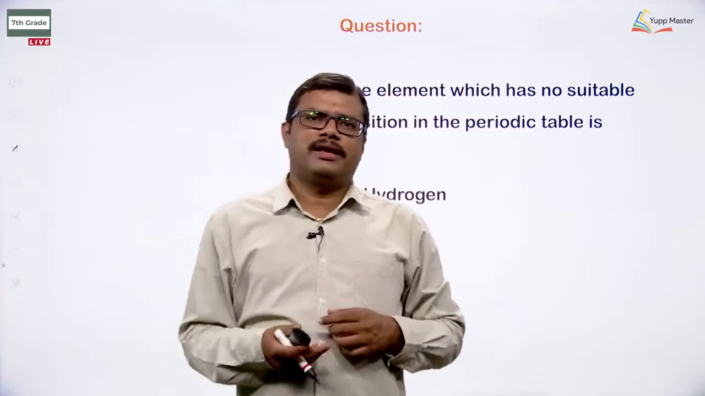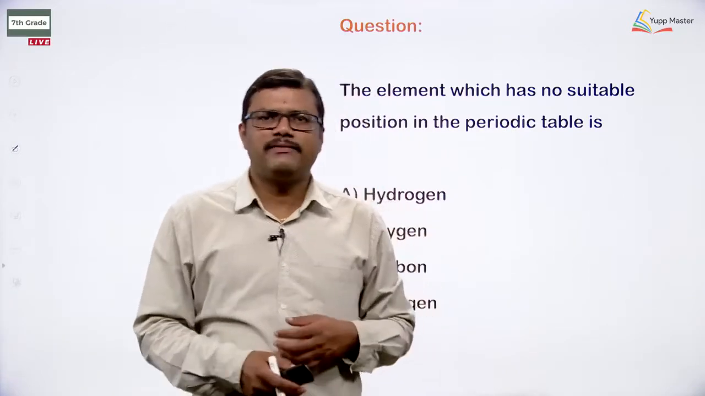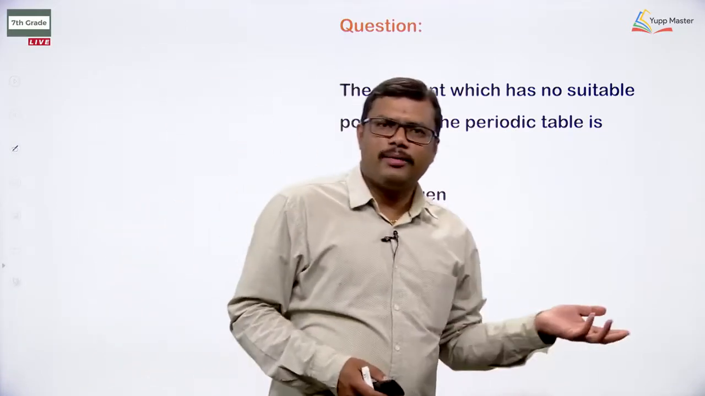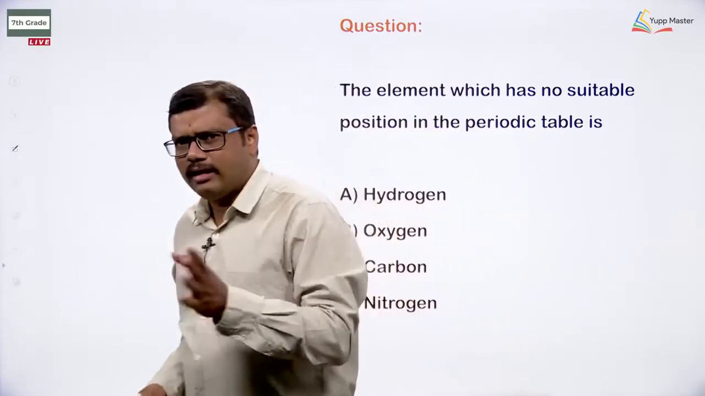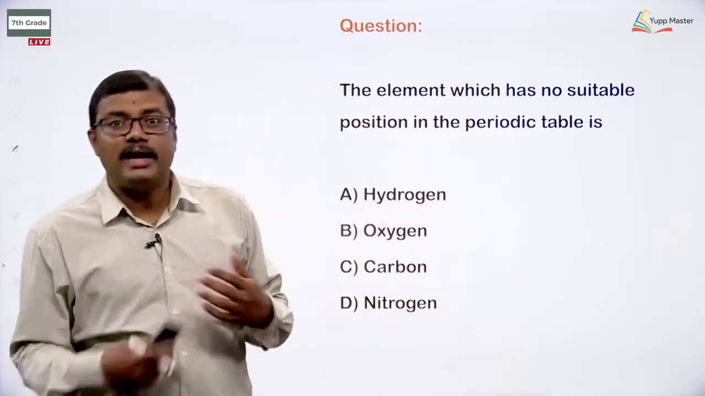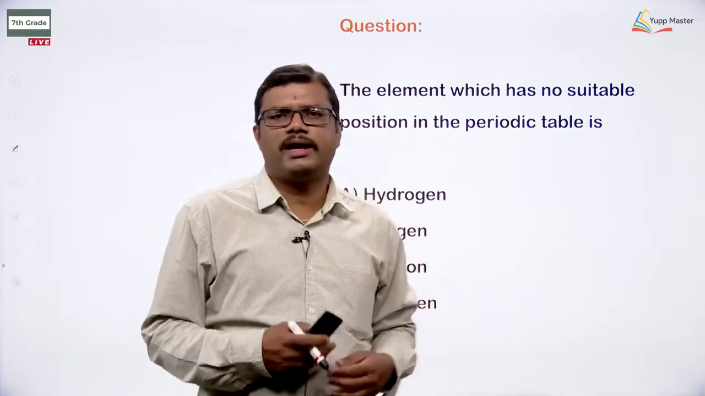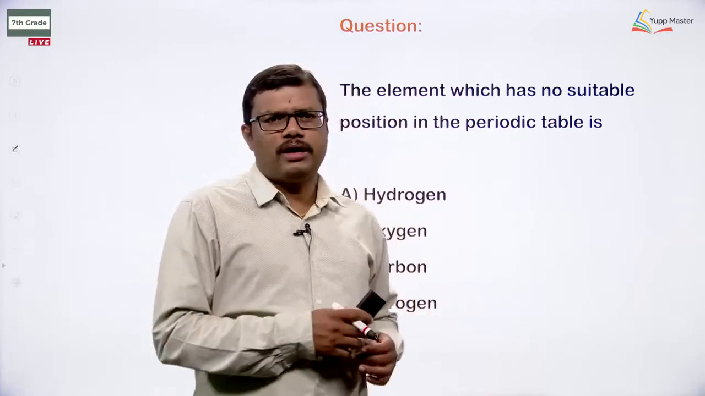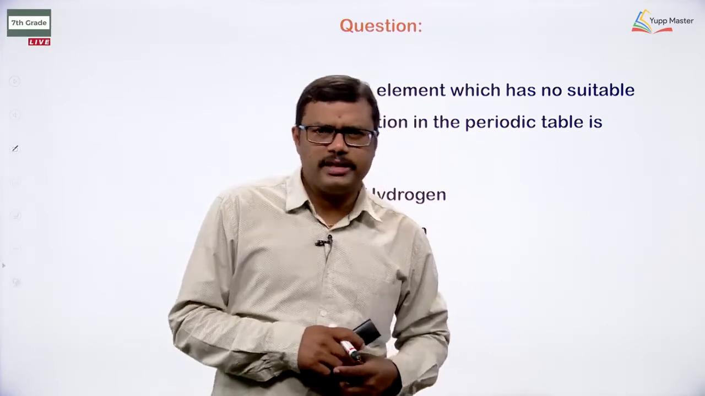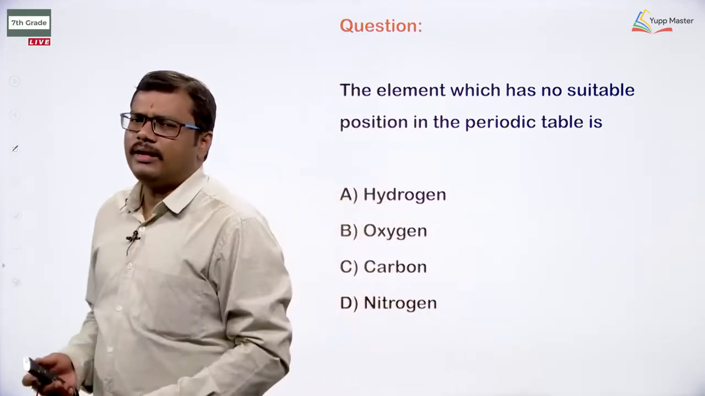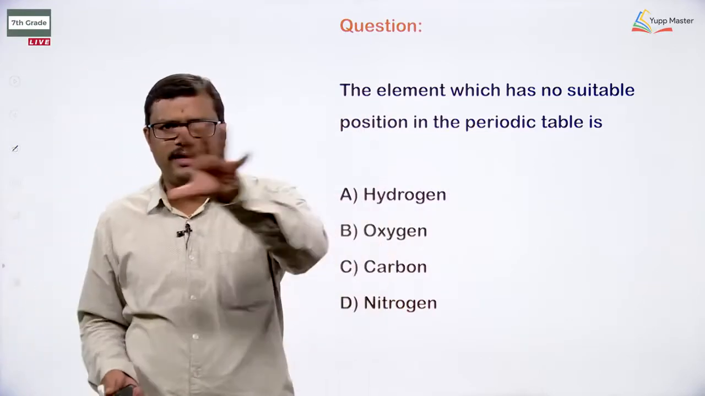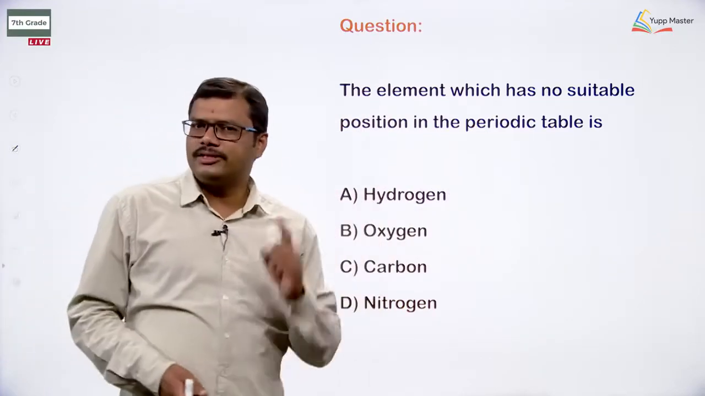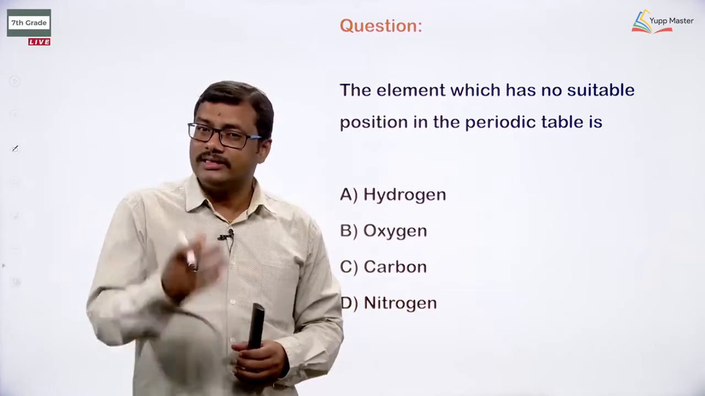How are these elements arranged? The arrangement of elements takes place because of their atomic number. So, based on the atomic number, the elements are arranged in a sequential fashion, and their periodic properties are represented through the periodic table. When you look at the arrangement, one element does not have a suitable position in the periodic table. Of course, all elements are neatly arranged, but one element is not suitably positioned. What is that element?